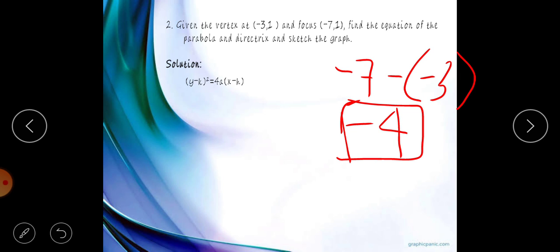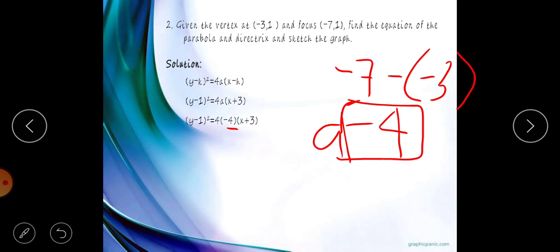So in finding the equation, we begin by substituting the value of the vertex to its corresponding, so it will become this. We already know the value of a, so all we need to do is substitute the value of a, which is negative 4. So it will come as in this equation. We will now multiply the equation.